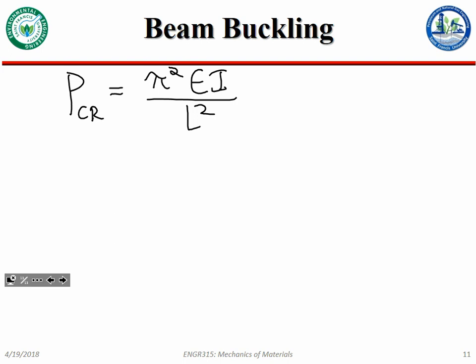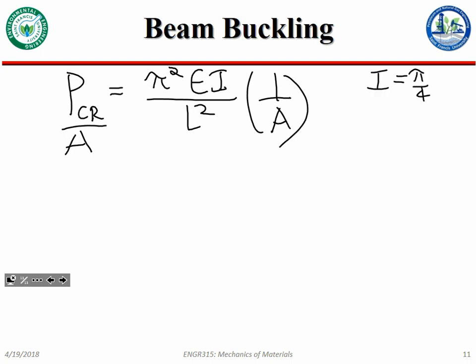So if you wanted to also look at this from a stress point of view, stress is force over area, right? So I can do something like that. And for say a circle, I would be pi over 4 r to the fourth. And if I wanted to rewrite that in terms of area, I could say pi r squared over 4, right?